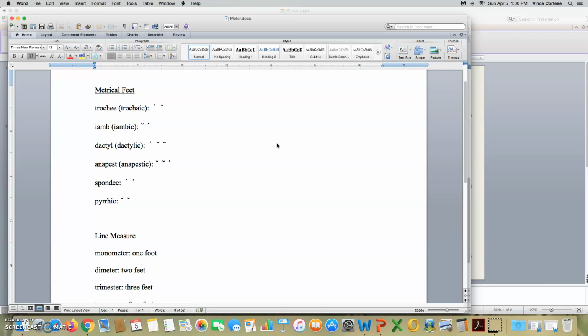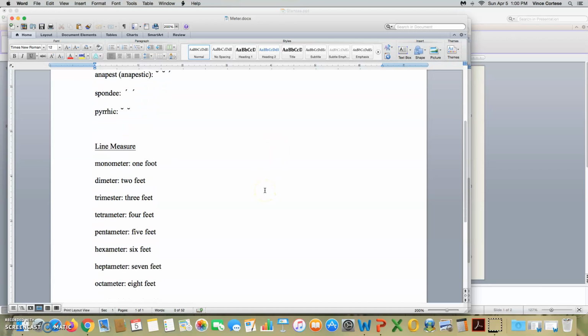And then we also measure the length of these metrical lines by how many of these feet or patterns we see in them. A line of poetry that is just one metrical foot would be a monometer, or 1 foot line. Dimeter would be a 2 foot line. Trimeter, a 3 foot line. Tetrameter, a 4 foot line. Pentameter, a 5 foot line. Hexameter, 6. Heptameter, 7. Octameter, 8. Hopefully you don't have lines that go longer than that. But again, this is just the terminology that we do have.